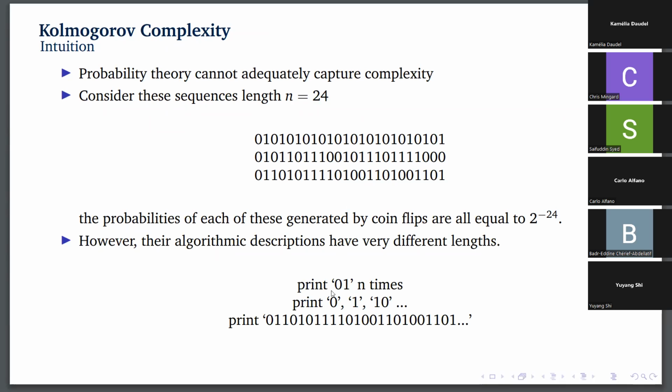As illustrated here, the first sequence you can write by just saying print 0, 1 n times. The next sequence is done by printing the binary numbers without any delimiting characters. That's probably clear. And then the last one is pseudo-random, so you can't compress its description any shorter than the actual length of the program. But probability theory can't adequately capture this.